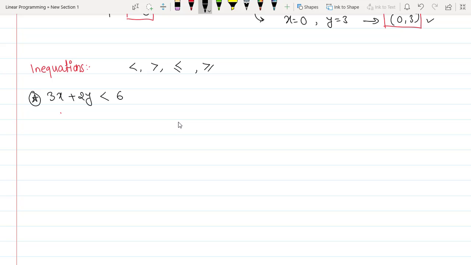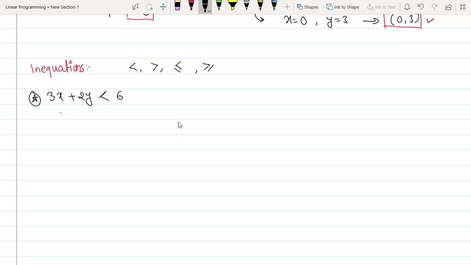Okay, so tell me, what values can satisfy this? Can we have only a single solution for this? No, you can have any number of solutions for this inequation. Okay, so what condition should you satisfy? Select the value of x and y in such a way that this LHS is less than the RHS.